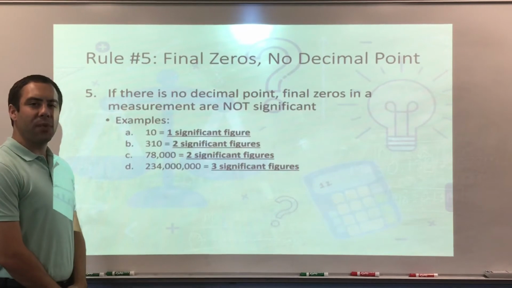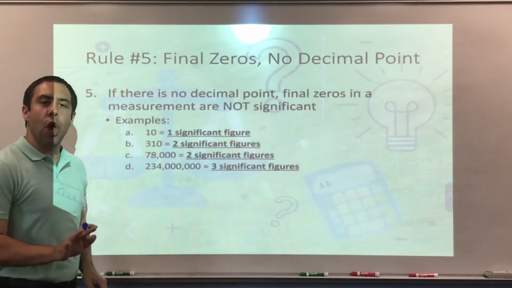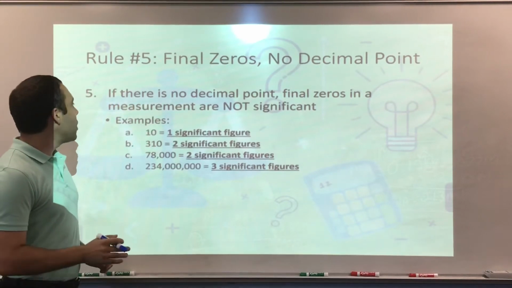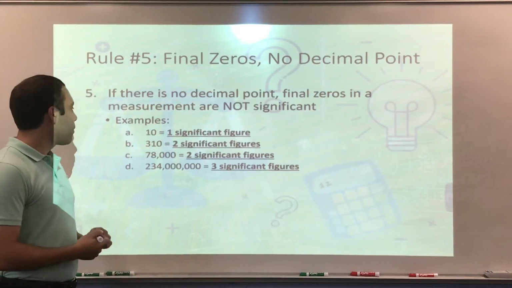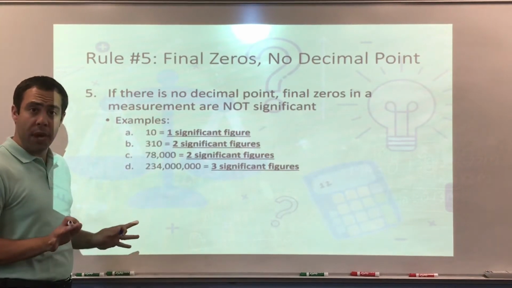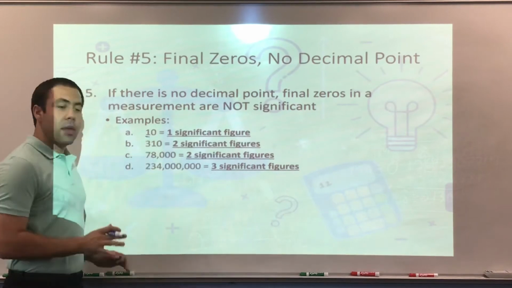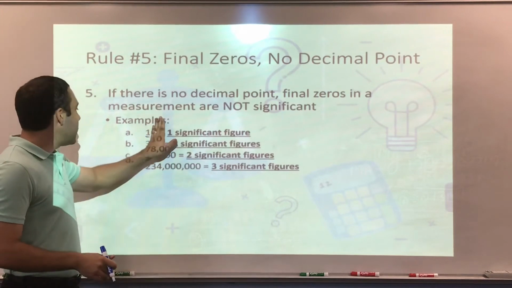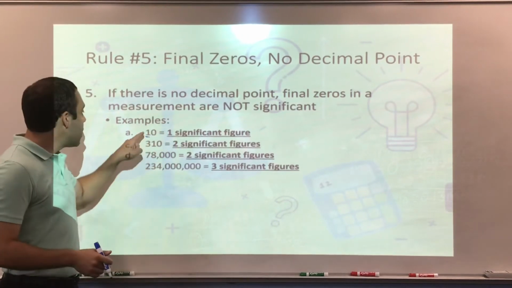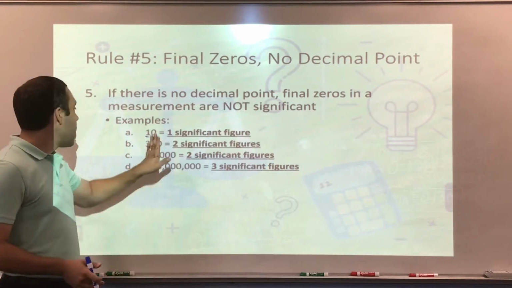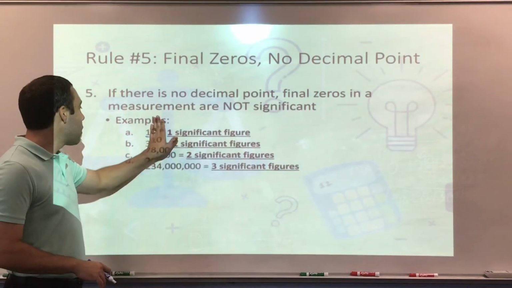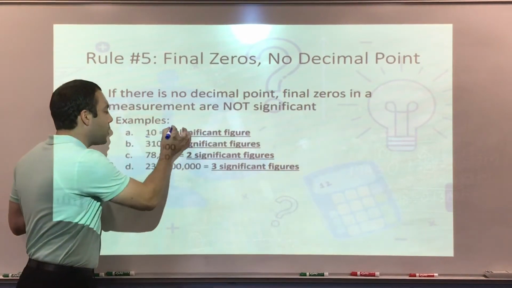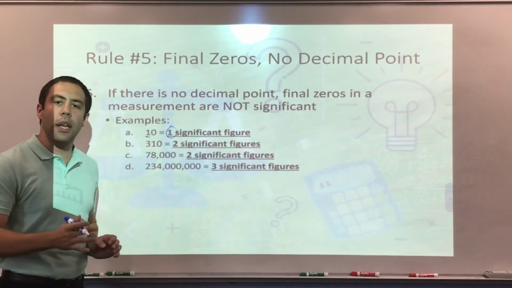Rule number 5 tells us what to do with final zeros if there is no decimal point. Rule number 5 states, if there is no decimal point, final zeros in a measurement are not significant. So for example, 10, no decimal point. This 1 is the only significant figure. Very similar to the last rule, this 0 here is only there to hold a place, to make sure that 1 is in the proper location. 10 is a very different number than 1 if the 0 was gone. So it's just a placeholder 0. So for 10, only the 1 is a significant figure.